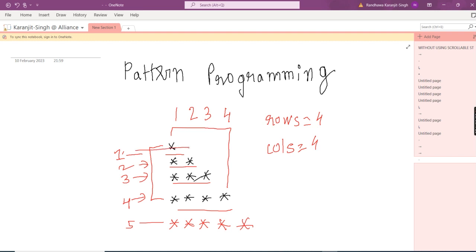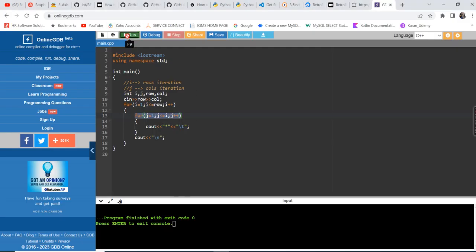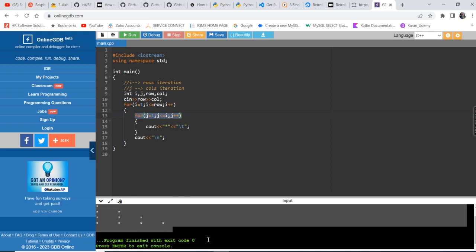See, first, second, third, fourth, right? So let's run it and give the 4 rows and 4 columns. So yeah, we are getting the desired output.